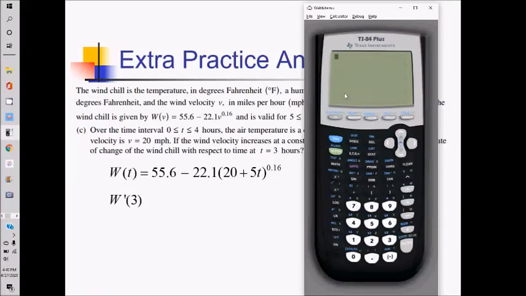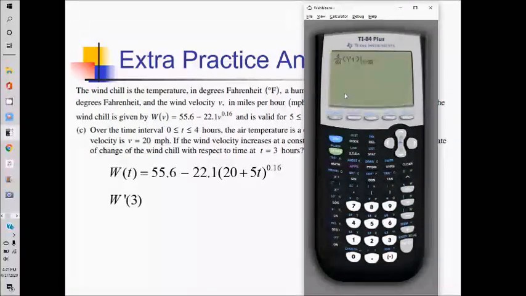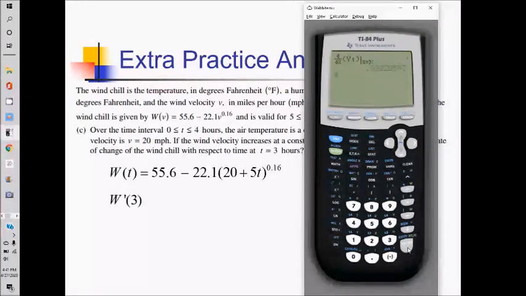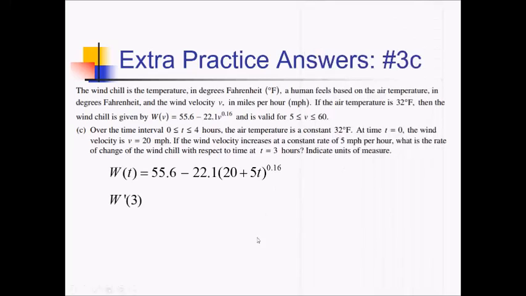Let me do math 8 to get the derivative. So we've got derivative, and I'm going to do alpha trace y1 again, because that's my new and improved wind chill function now with respect to time, and that's going to be time 3 that we're plugging in, which comes out to about negative 0.892. And let's see, what units is that going to be? Well, this is wind chill with respect to time, so that would be degrees Fahrenheit per hour.